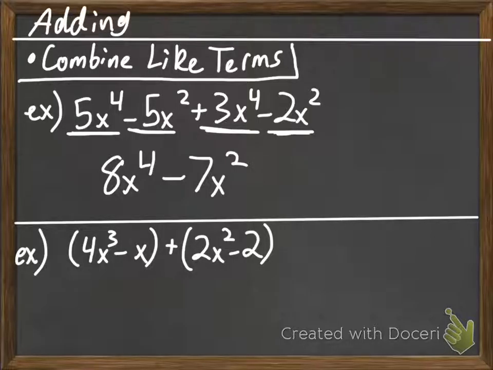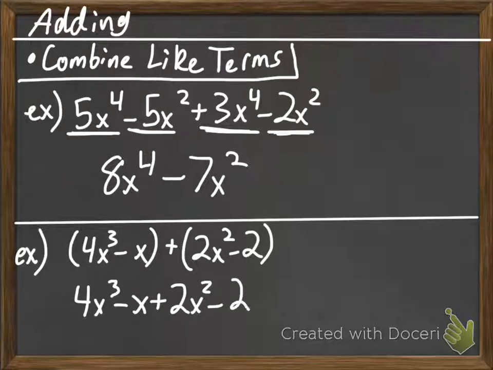Our second example looks a little different. We have parentheses around each polynomial. Whenever you're adding polynomials together, what you basically can do is forget about the parentheses. So we're just going to drop everything down without the parentheses. But we'll need the parentheses a little bit later because they're very important whenever we subtract.